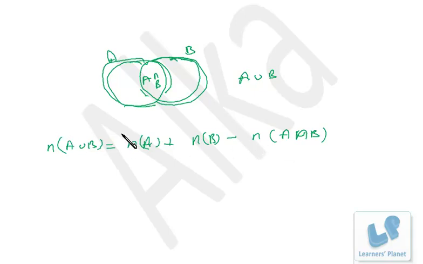So finally you should memorize this formula, or you should be clear about it logically also. The number of elements in A union B is equal to the number of elements in A plus the number of elements in B minus the number of elements in A intersection B, right?